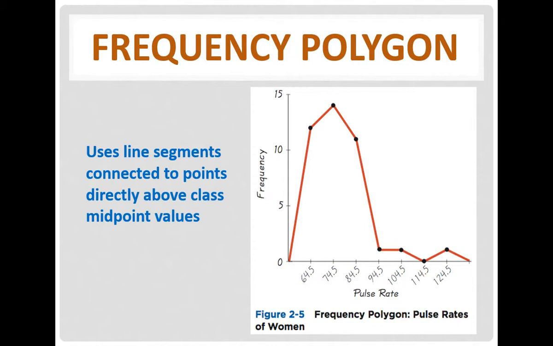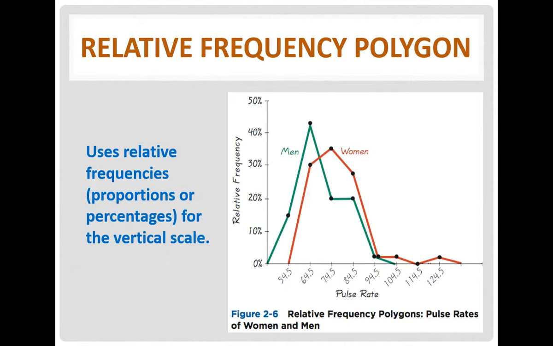In your notes, you also have relative frequency polygon. Again, the only difference is you have your percents along the vertical axis. Here's an example here. They did the pulse rates again. So you have actually two. They compared the women and the men in the example here. Okay.